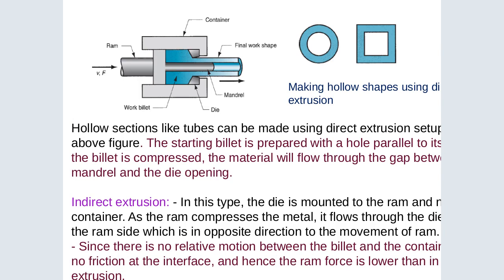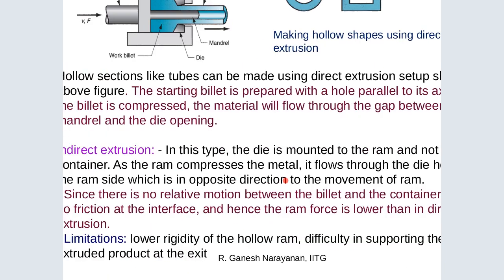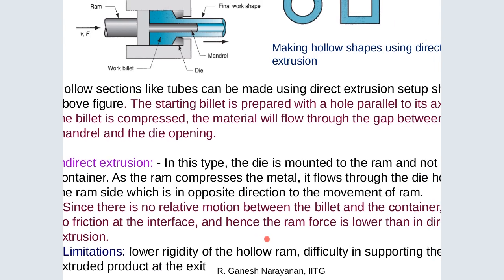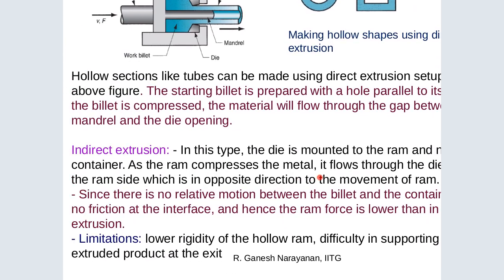So now you can see how the problem is solved. You can see the small space, the final workpiece, the mandrel, the die, the work billet, the container and the ram. This one is used to make hollow shapes. You can see a punch or an inside part there, using direct extrusion. Hollow shapes like tubes can be made using the direct extrusion setup shown in the figure above.